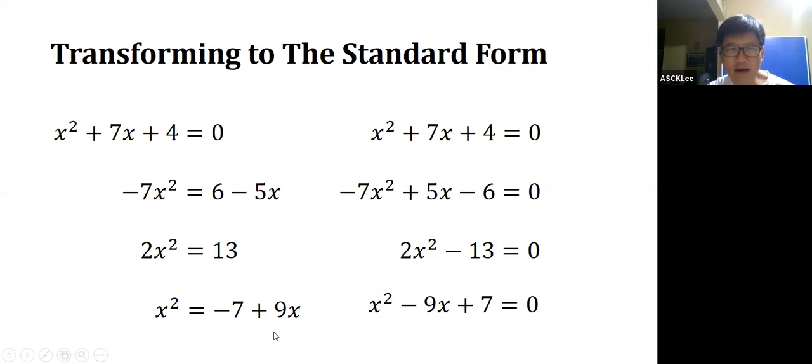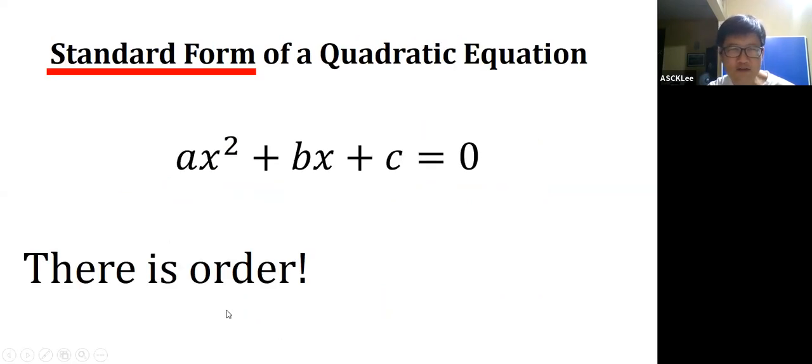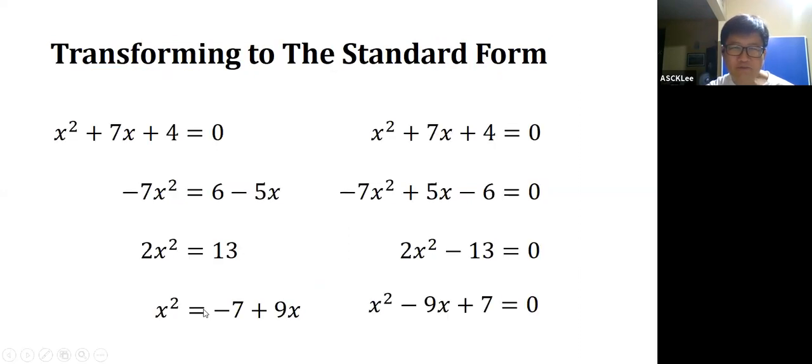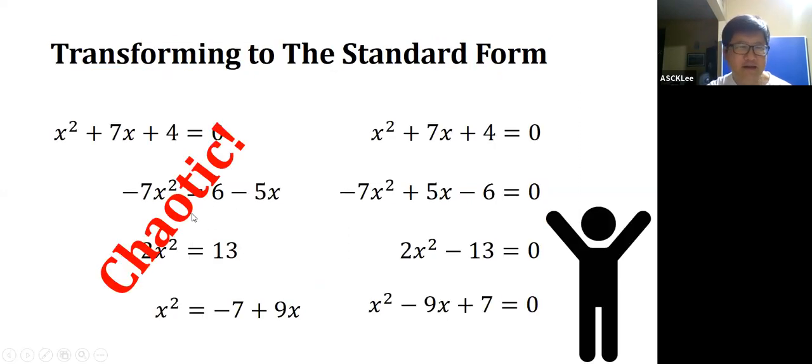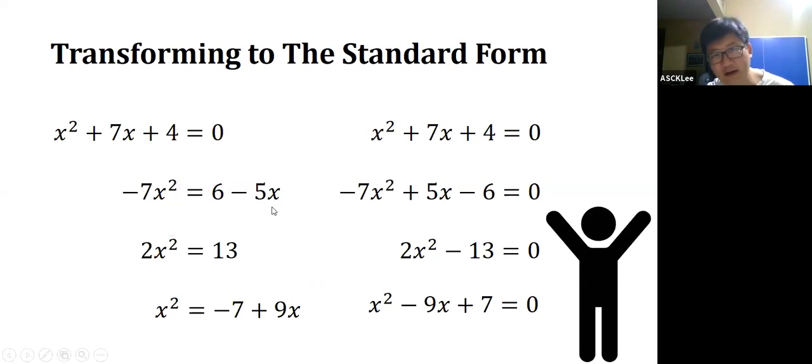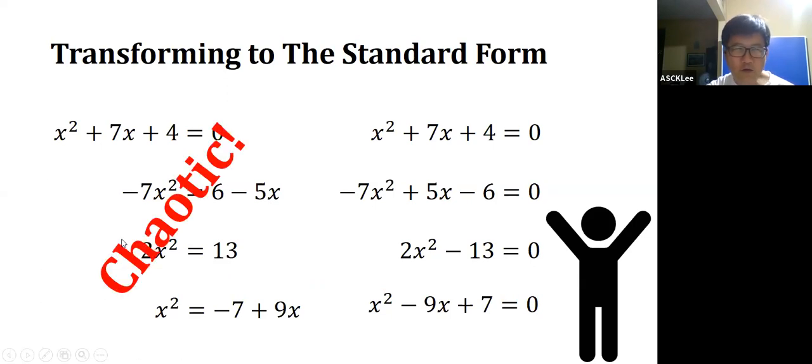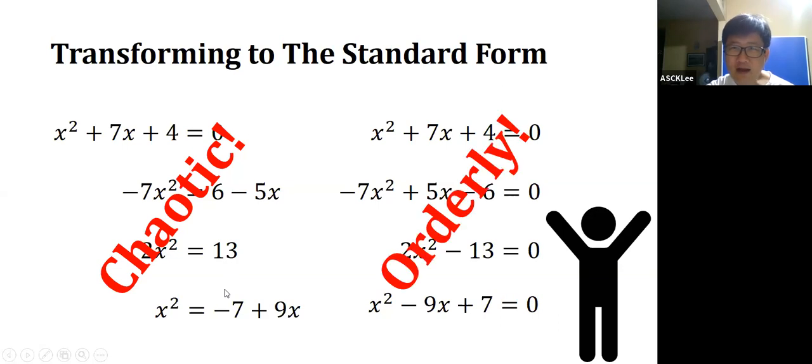Now, again, let me stress this. I've used this word here, and I like this word a lot. The standard form of a quadratic equation is characterized by order. If you look at this side, it's chaotic. There are terms on the left side, there are terms on the right side, terms everywhere. So the suitable adjective for quadratic equations that are not in the standard form is chaotic. Whereas on the other side, the quadratic equations are orderly. I want you to remember these two words.